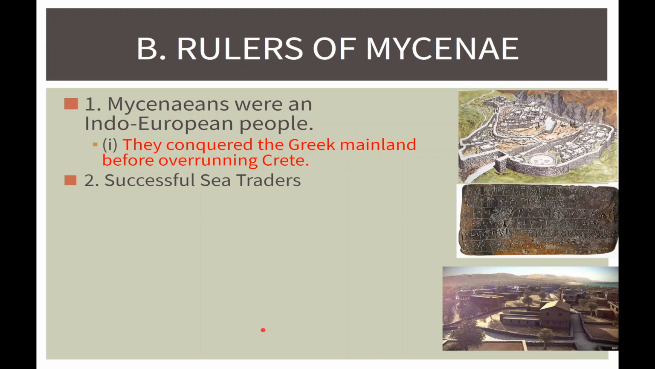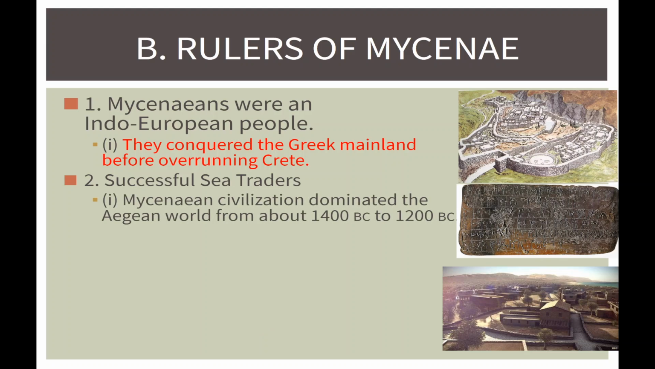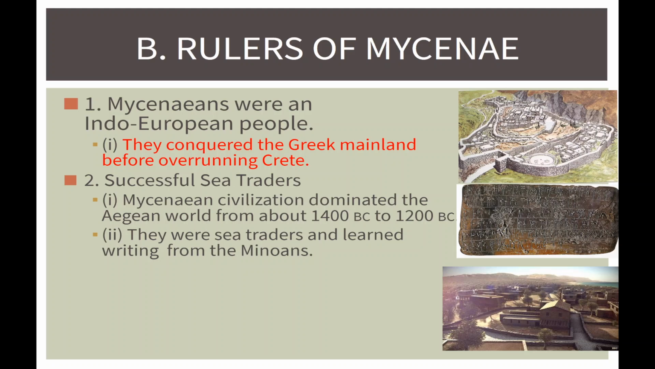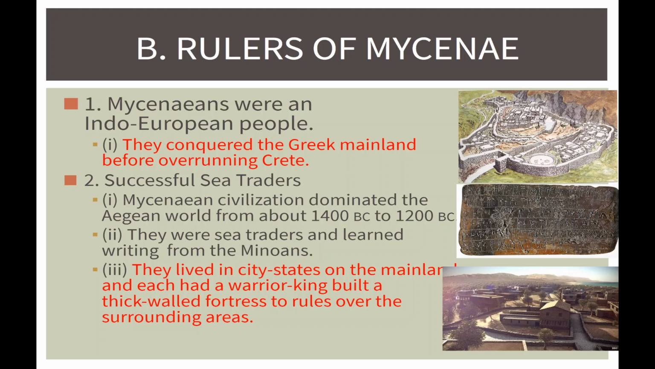They were also successful sea traders, and did very well for themselves. They dominated the Aegean world from about 1400 to 1200 BC, so about 200 years. They learned an exceptional amount from the Minoans, okay? And most of us would conclude that they even got their writing from the Minoans.